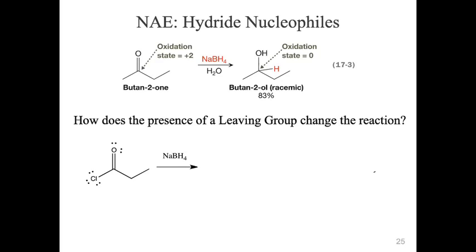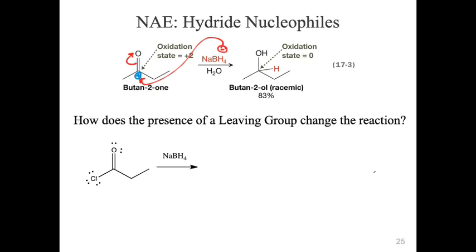Elimination, hydride nucleophiles. So we've got a little review up there. We took our ketone and we added sodium borohydride. It adds the hydride to the electrophilic carbon. So our hydride's coming in as the minus. We've got our electrophilic carbon there. So the H minus attacks, the electrons would go up. We'd have a negative oxygen.